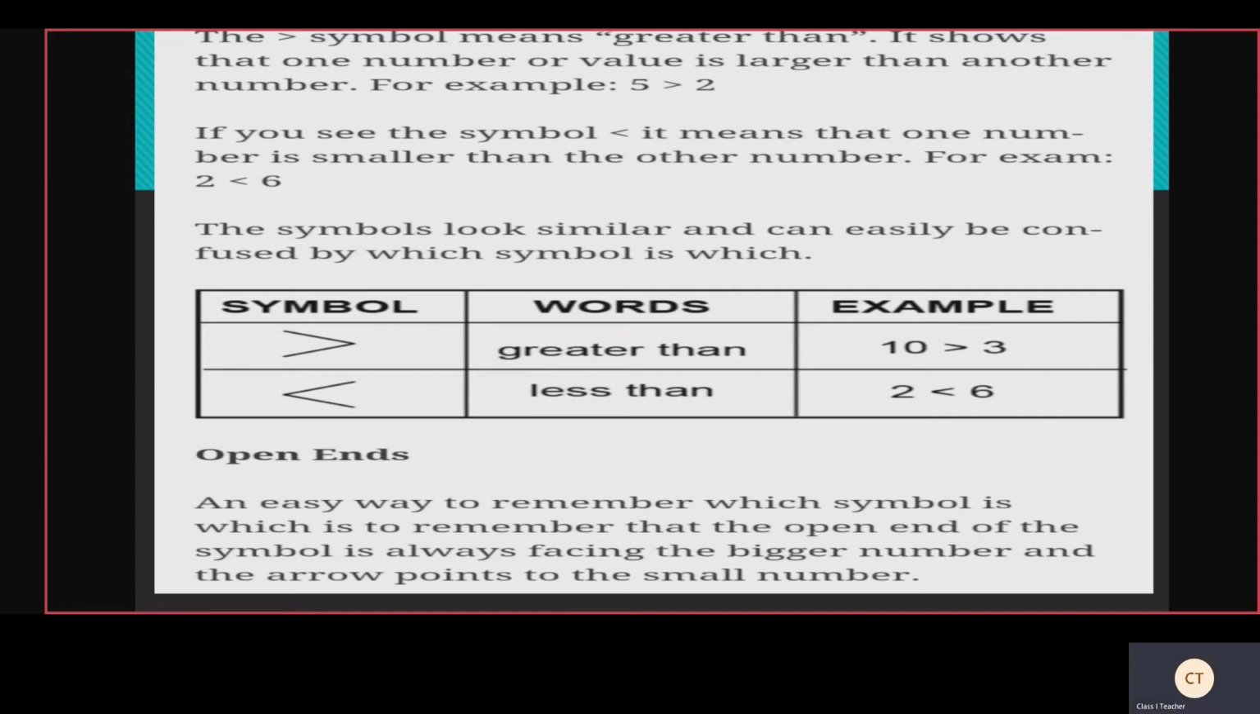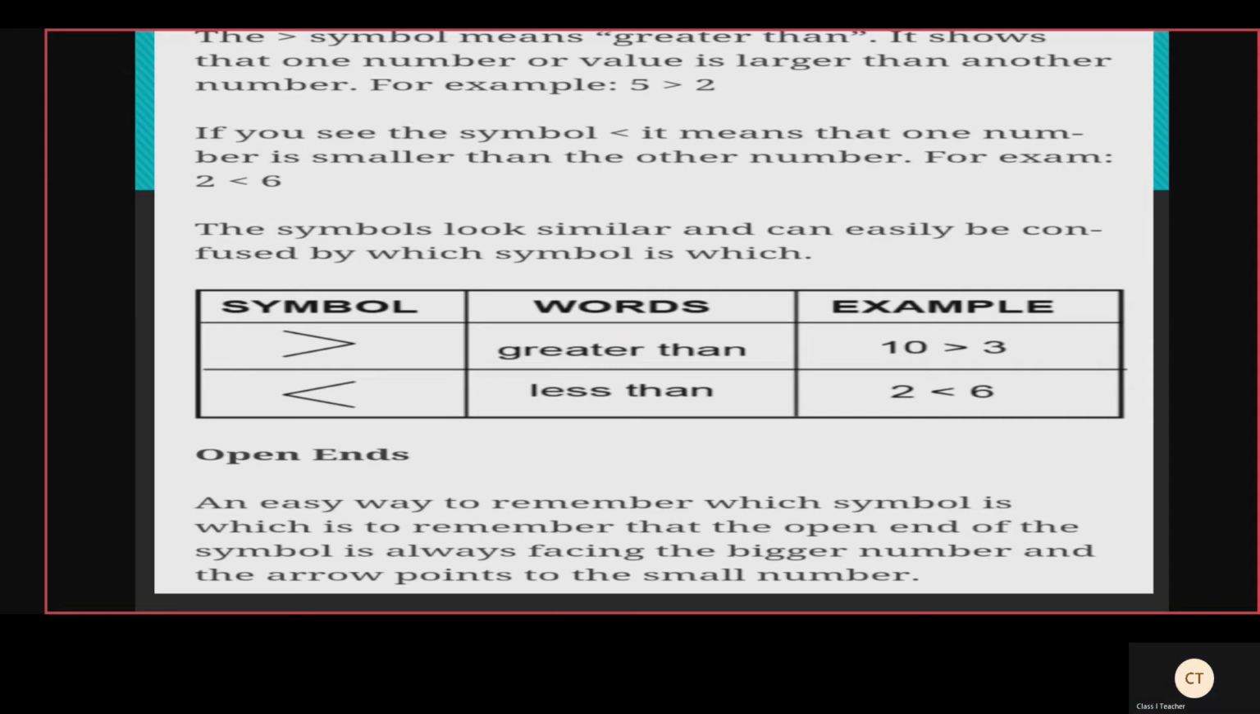If you see the symbol less than, it means that one number is smaller than the other number. For example, 2 is less than 6. The symbols look similar and can easily be confused. Children, look here.